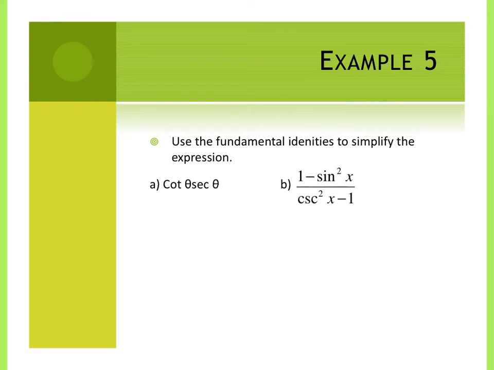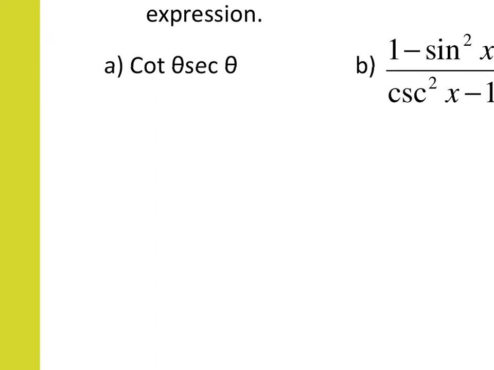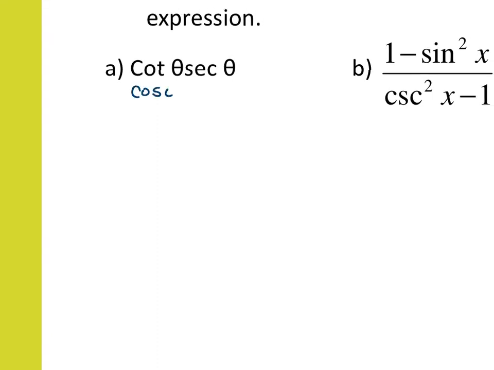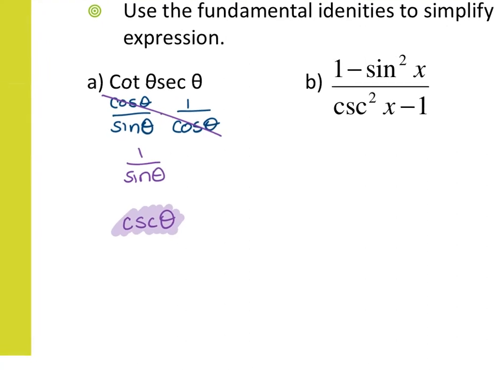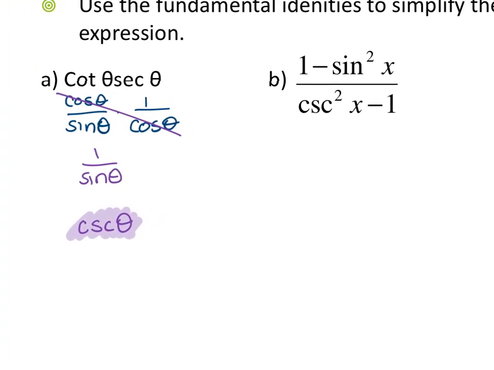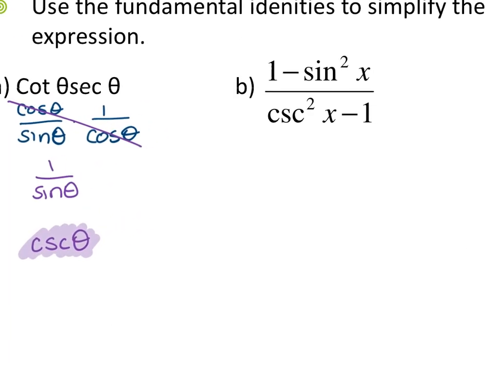All right, example 5. Use fundamental identities to simplify the expression. Hannah, who can tell me what to do with cotangent and secant? So cosine over sine and 1 over cosine. Okay, then what? Which is? Cosecant. Oh, I knew that. I'm sorry. Don't apologize.